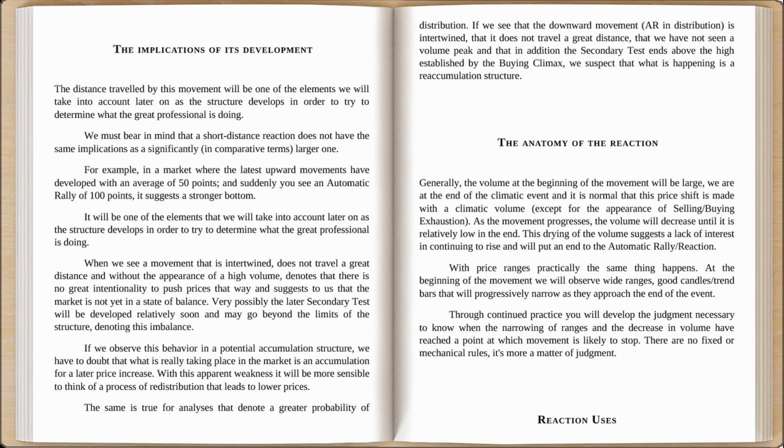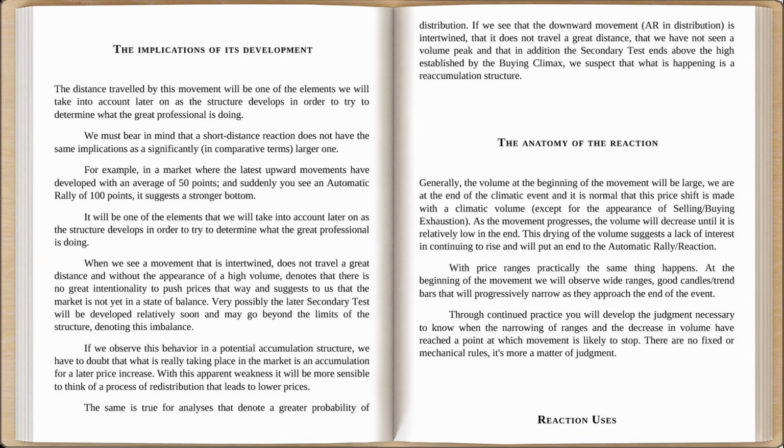For example, in a market where the latest upward movements have developed with an average of 50 points, and suddenly you see an automatic rally of 100 points, it suggests a stronger bottom. It will be one of the elements that we will take into account later on as the structure develops, in order to try to determine what the great professional is doing.